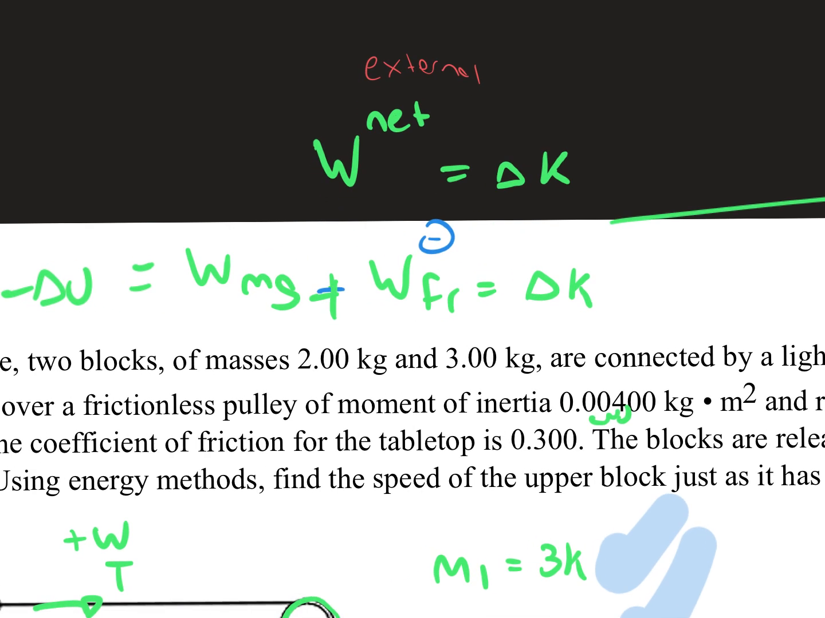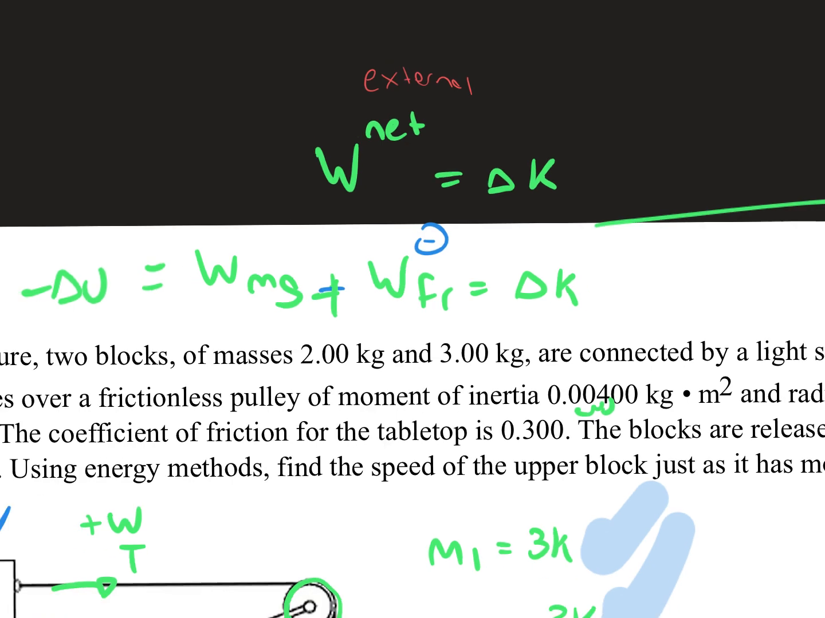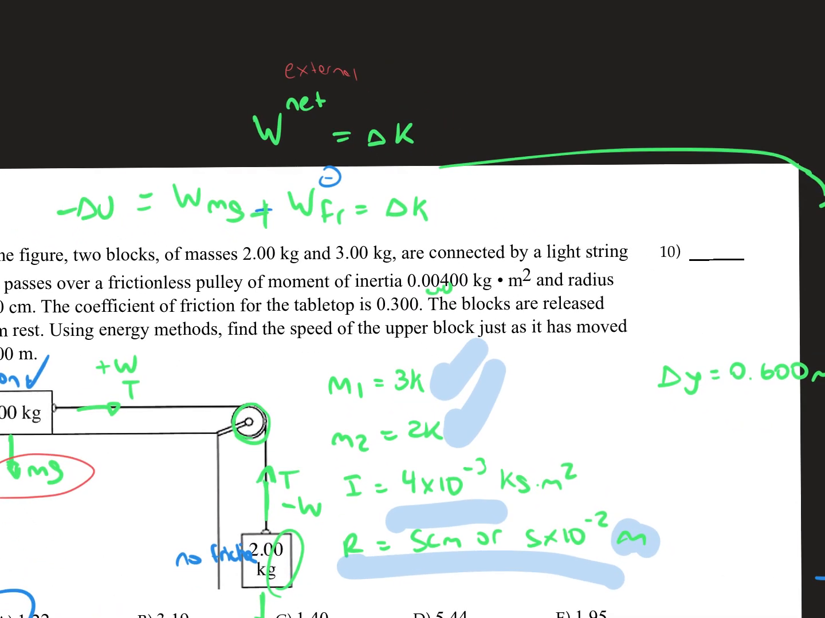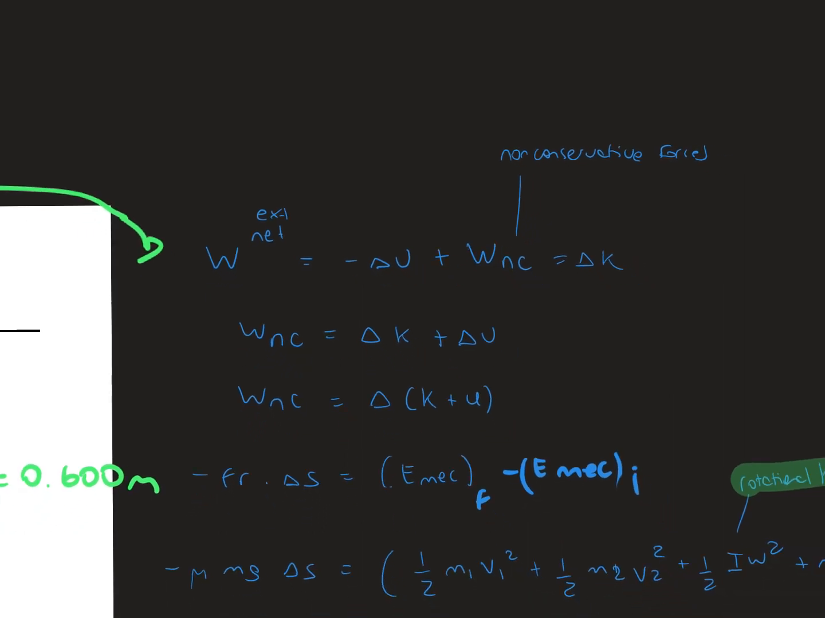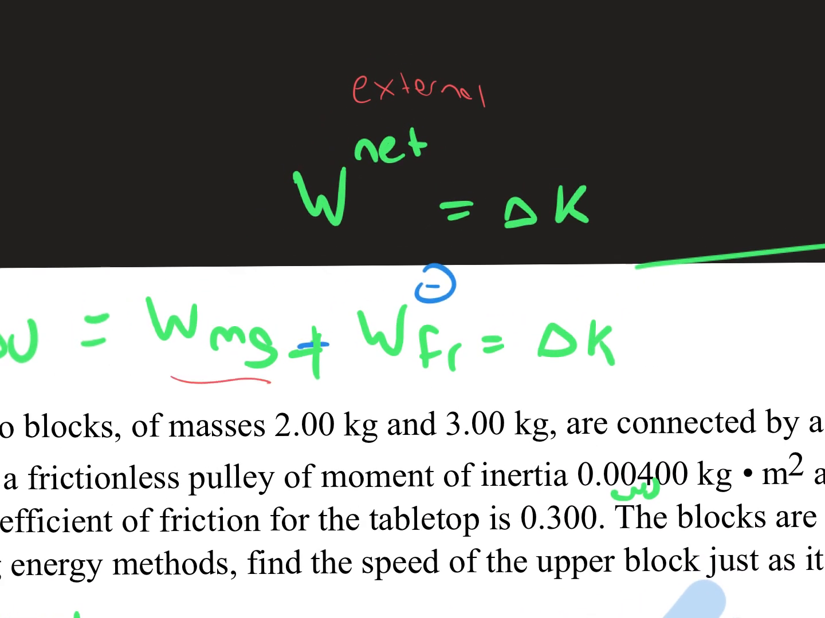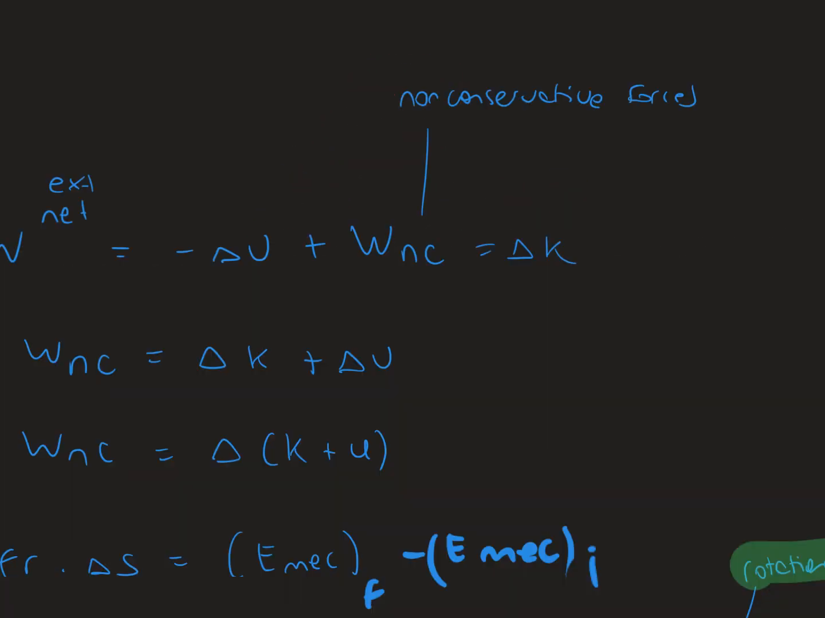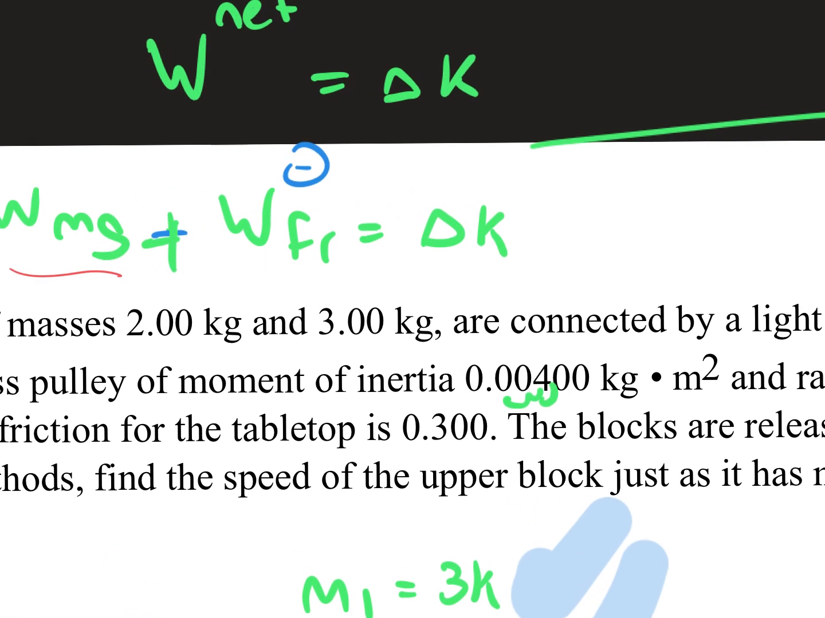So as we know, the net work is going to be the work of the weight plus the work of the friction. But in this case, we're going to do the following. We're going to find the net work of the external force, and we're going to set it equal to negative delta U, representing the work of the weight, and the work of non-conservative forces, representing the work of the friction.